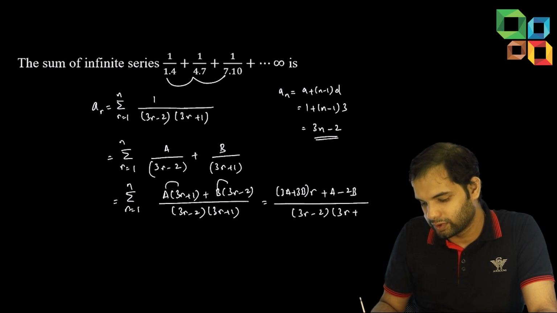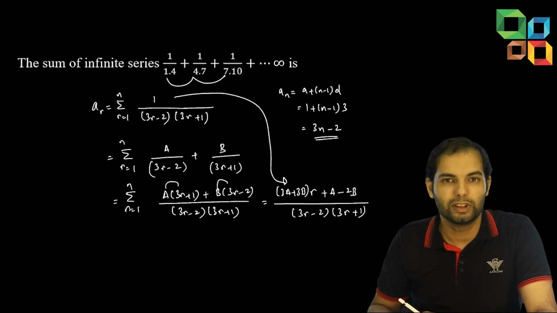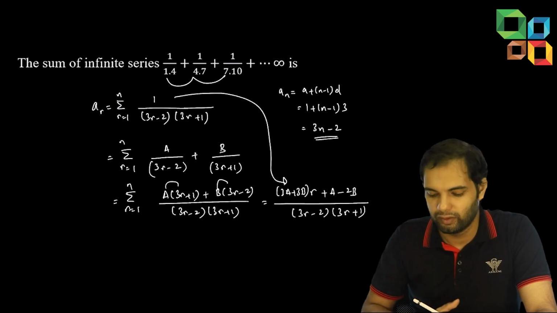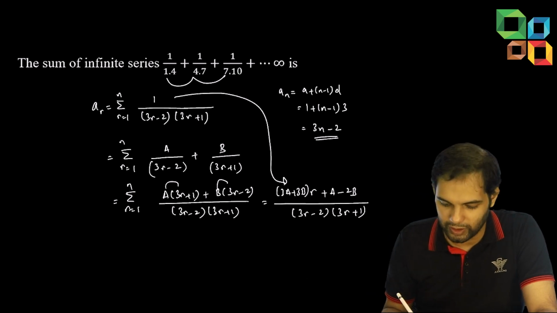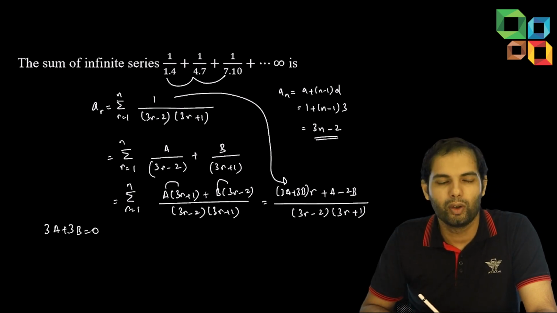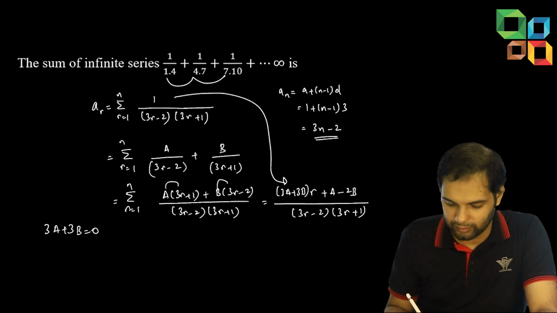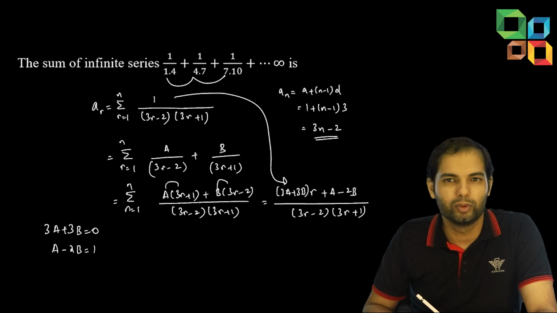Now look at the terms. Both these terms are the same, so 1 should be equal to whatever this is, correct? Because both are the same terms. I have written it differently. So r is not there at all, so the coefficient of r should be 0. That means 3a plus 3b should be equal to 0. What is the other term? Constant term: a minus 2b should be equal to 1. These are the two equations.